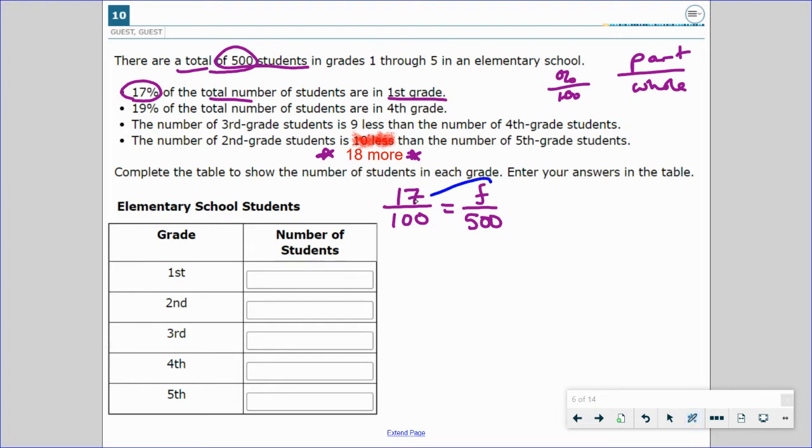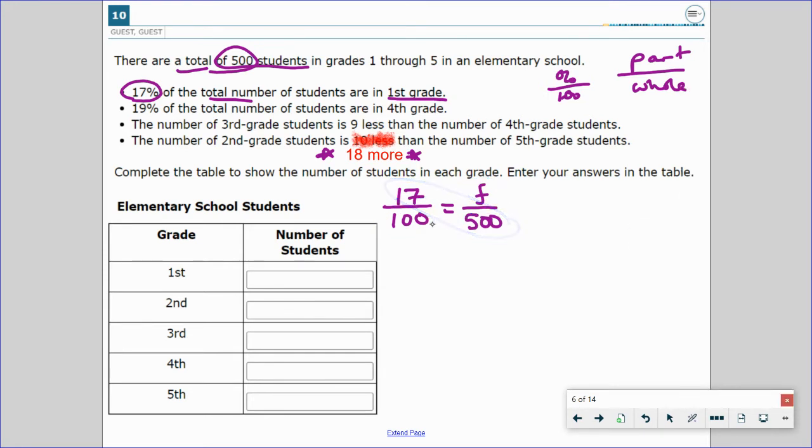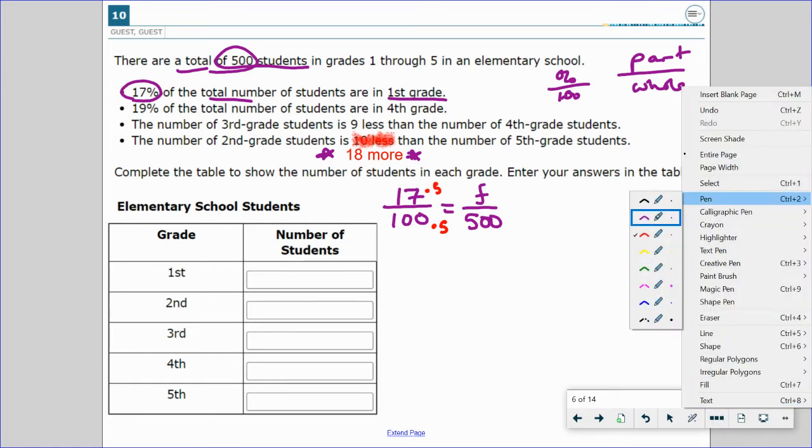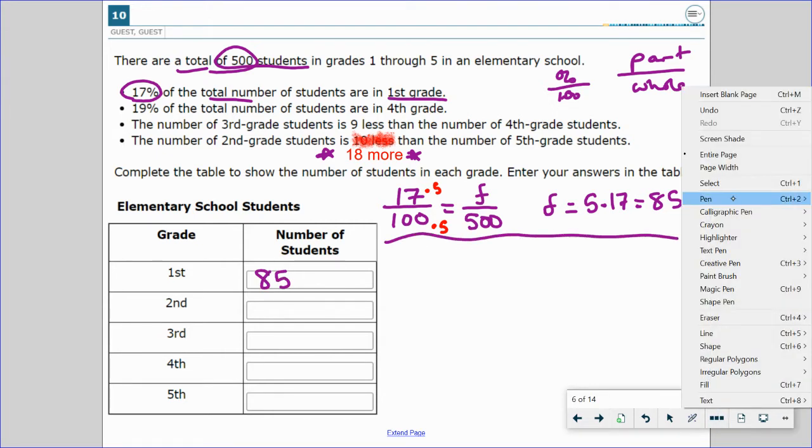Now, if you'd like, you may use your cross products here. But what I'm going to do is I'm going to go right back and say, well, wait a second. 100 goes into 500 quite nicely. In fact, 100 times 5 is 500. So let's be fair to the numerator. And in this case, once we multiply 17 times 5, or 5 times 17, that's going to be 85 first graders. So that's the first thing we found out, 85. All right, onward to the next part of the problem.